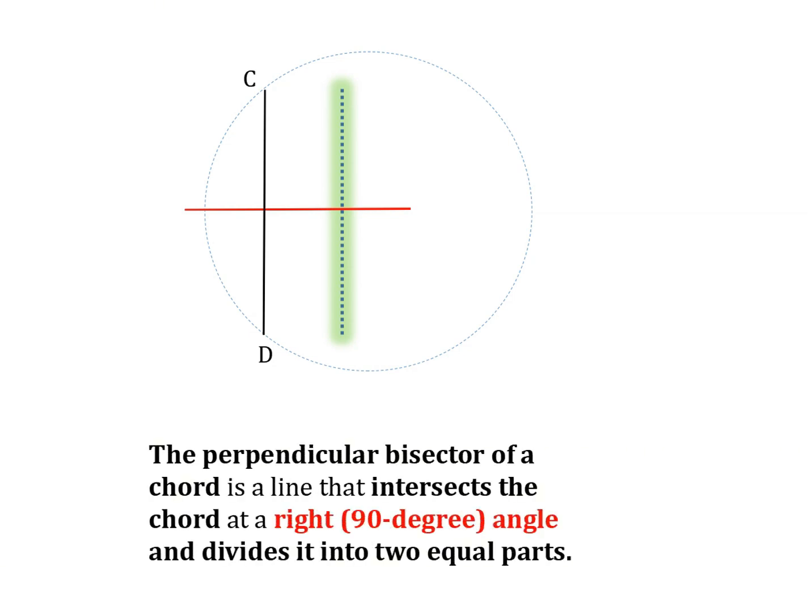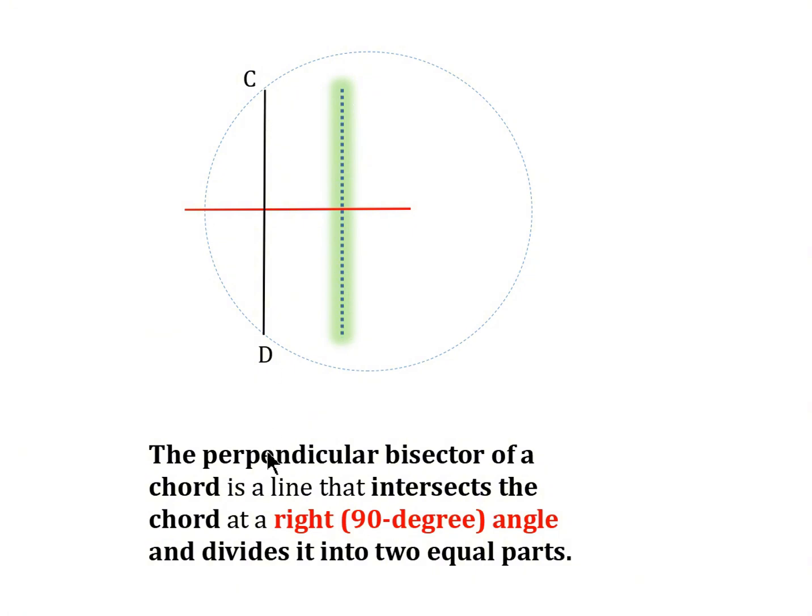So there is a theorem called the perpendicular bisector. The perpendicular bisector of a chord is a line that intersects the chord at a right angle and divides it into two equal parts. It means this red line is the bisector, and obviously this is perpendicular to the chord CD, and another one is this highlighted green one.